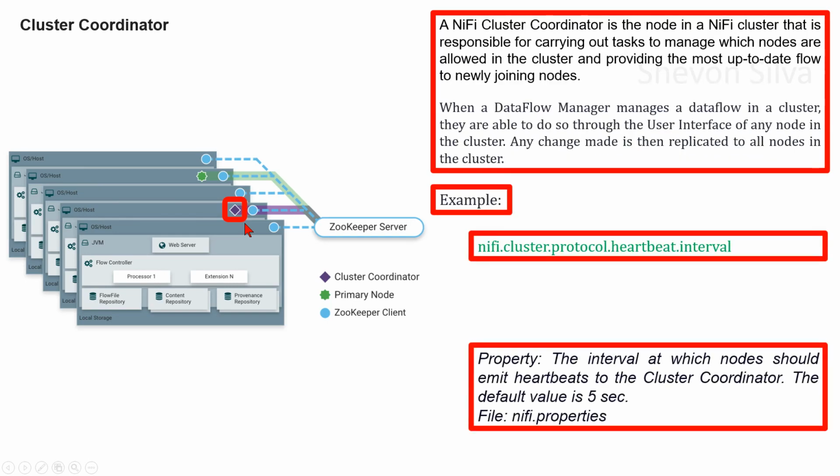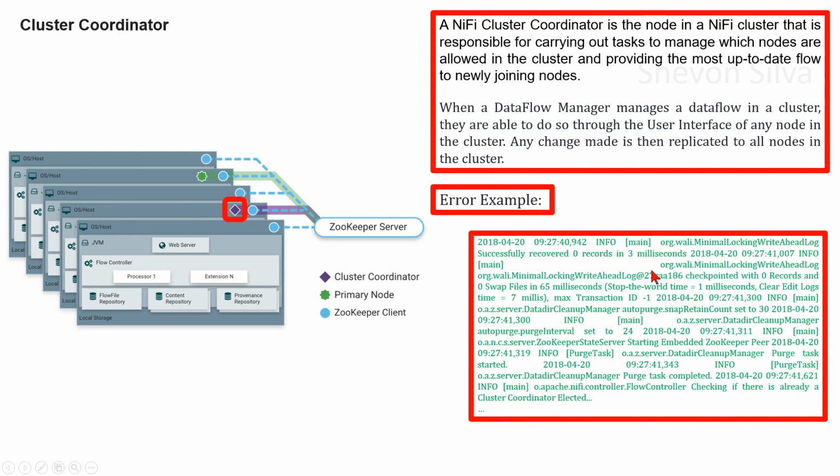As an example, we can consider the nifi.cluster.protocol.heartbeat.interval property. The interval at which nodes should emit heartbeats to the cluster coordinator. The default value is 5 seconds. This is in nifi.properties.